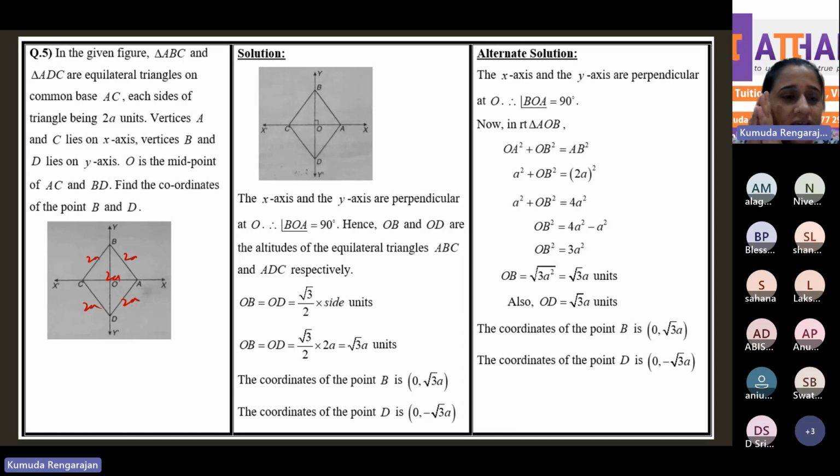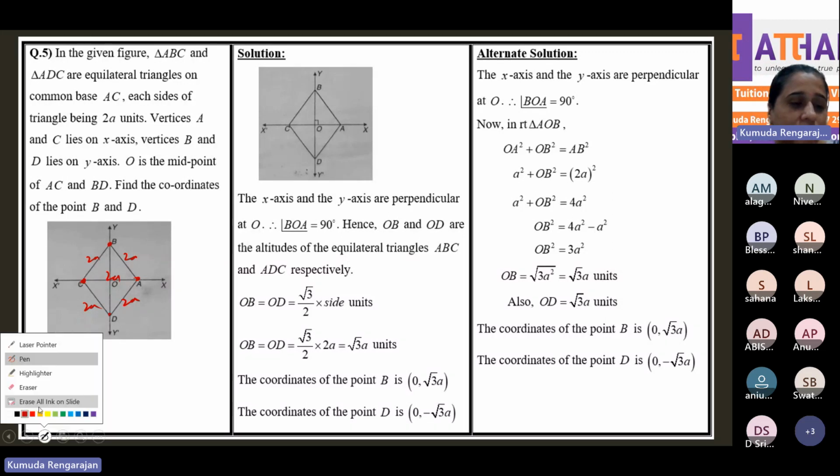Vertices A and C lie on the x-axis. We can see A and C on the x-axis, B and D on the y-axis. O is the midpoint of AC and BD. That's given to you. O is the midpoint of AC, and O is also the midpoint of BD.